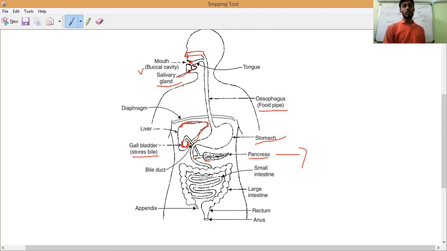So now the food is entering into the small intestine. So this inside, whatever you are seeing, is called the small intestine. So here we have the small intestine, and again it will secrete what? Intestinal juice, small intestine juice, so that the complete food will be digested into simpler substances.